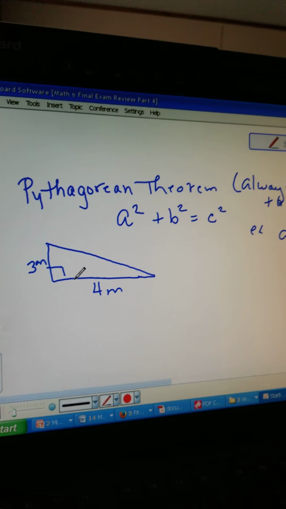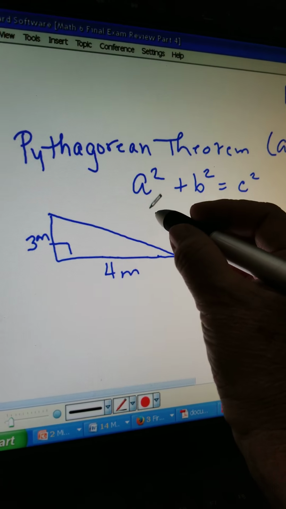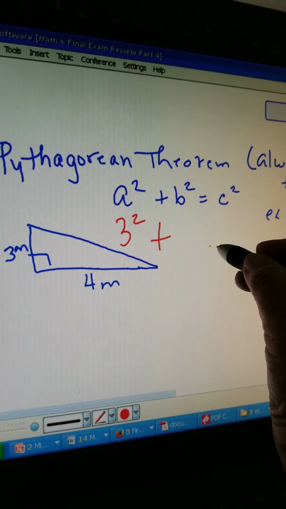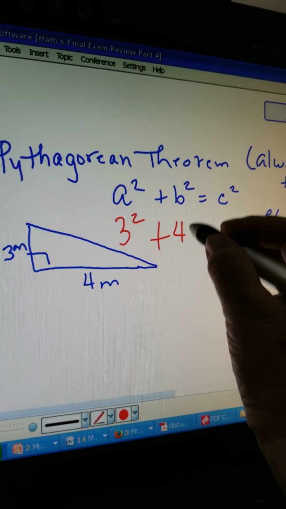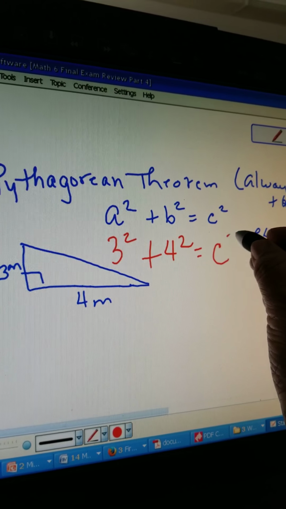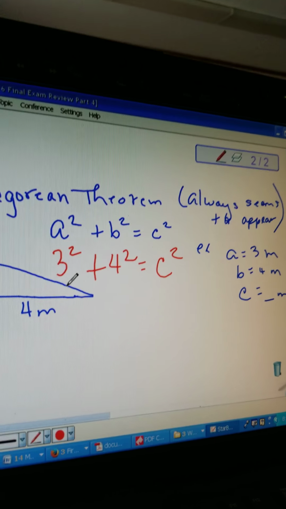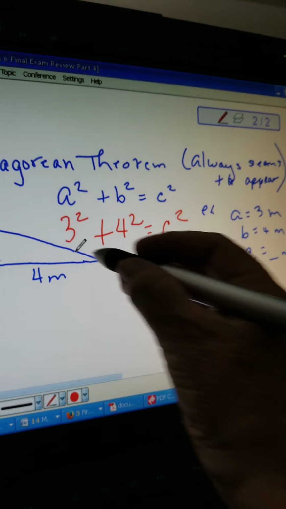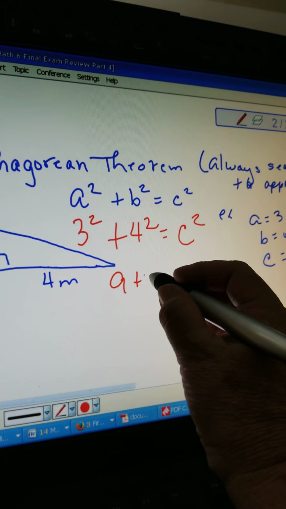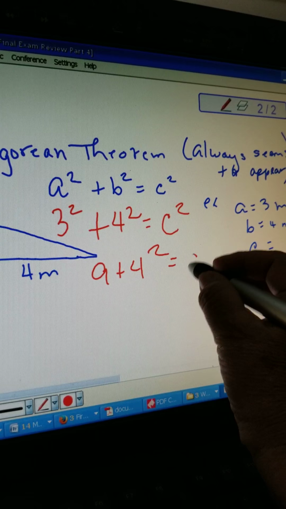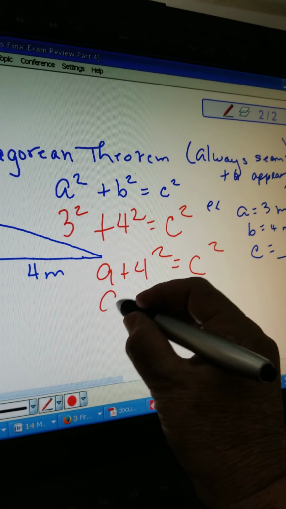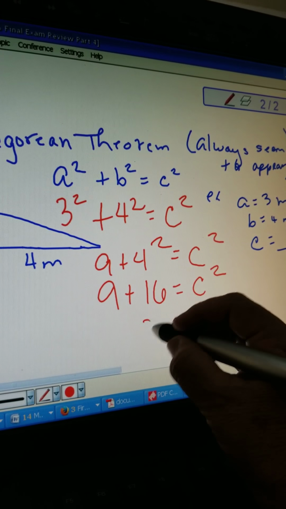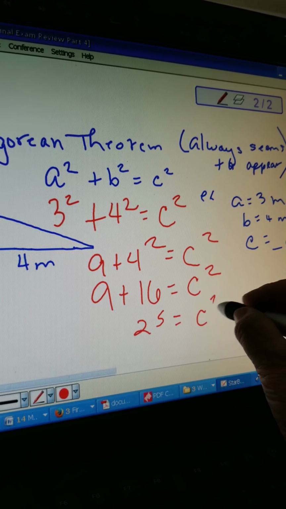All right, so if we have this triangle and I set up A squared is 3 squared plus B squared would be 4 squared equals C squared. Now, you know PEMDAS, do parentheses, exponent. So 3 to the second will be 9 plus 4 squared equals c squared. Then we do more exponents. 9 plus 16 equals, keep your c squared, 25 equals c squared.